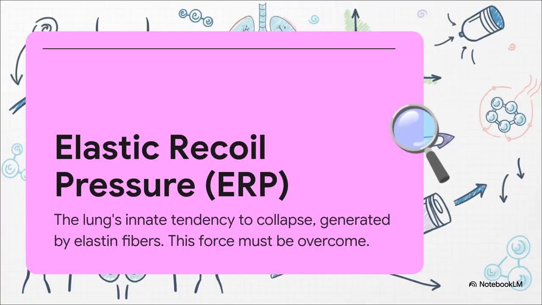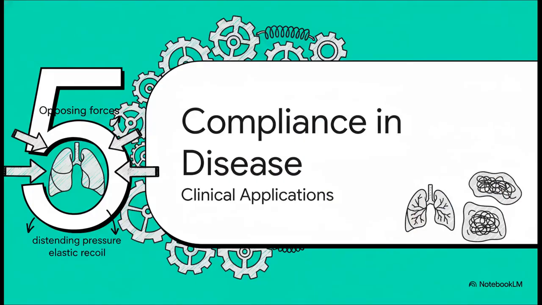A huge part of this opposition comes from elastic recoil pressure. Think of it as the lung's natural springiness. The tissue is full of elastin and collagen fibers that make it want to snap back to a smaller size. Your transpulmonary pressure has to constantly fight against this recoil pressure just to keep the lung inflated at all. So, why do we care about all these details? Because once you understand this tug-of-war between inflating pressure and elastic recoil, you can build a really powerful model to understand what goes wrong in lung diseases.